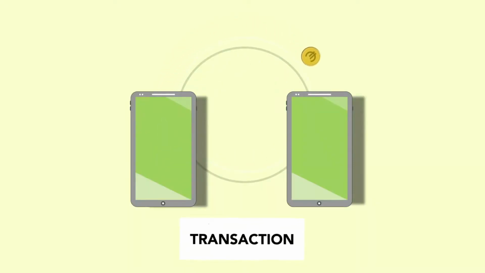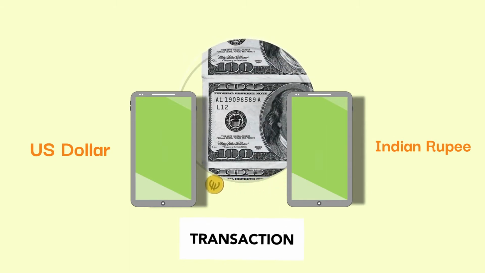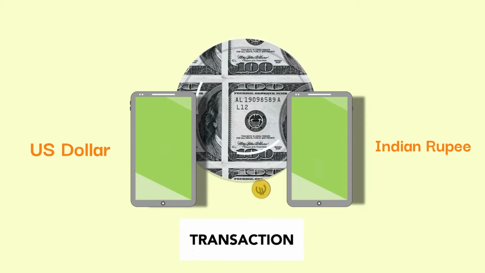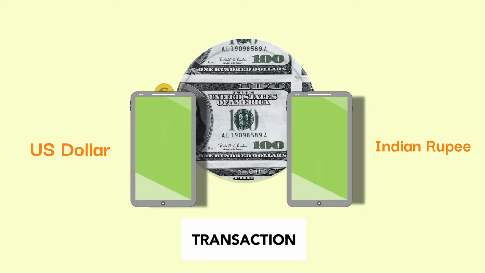Hi everyone. The Indian rupee has been falling and in the last couple of months has been fluctuating between 81 to 83 against the US dollar.